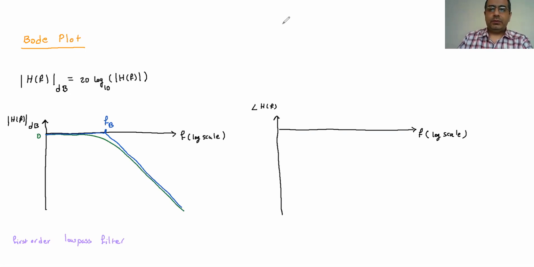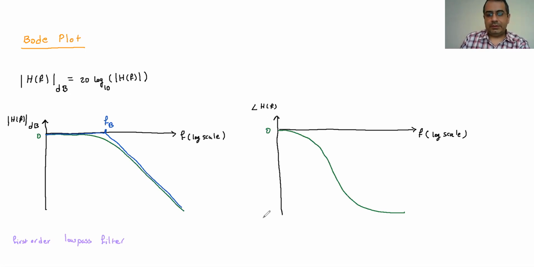The same goes for the angle. It starts again from 0, so I'll try to draw it. It goes close to 0, so it's not going to change much when it is close to 0, and then it goes down, and then it goes like that.